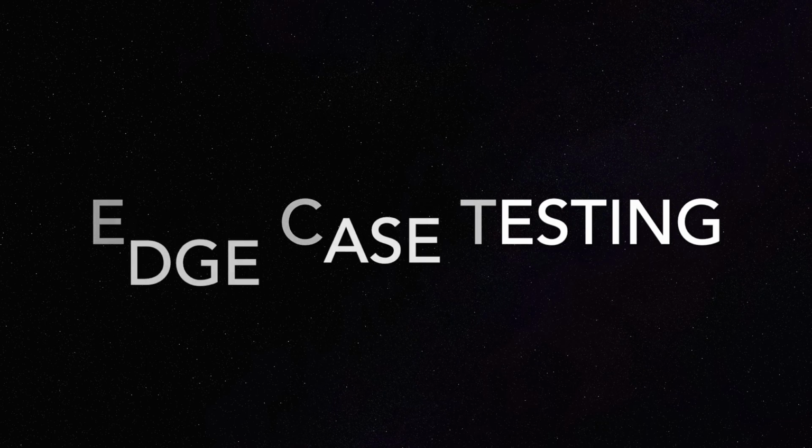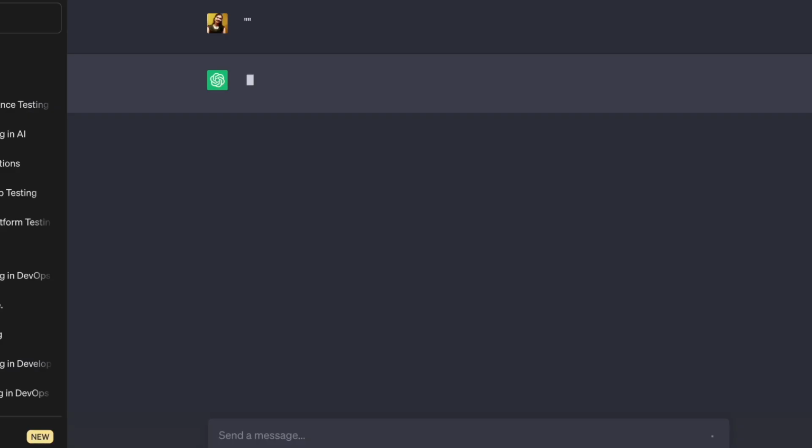Edge case testing. Here we are evaluating the behavior of the system up to its limits and boundaries. In the context of ChatGPT, edge case testing can be done to evaluate how the model handles unusual or extreme inputs, and here are some examples of edge case testing for ChatGPT. So here we are giving empty input and checking if the model responds appropriately, such as requesting clarification or providing a helpful message indicating the need for further input.